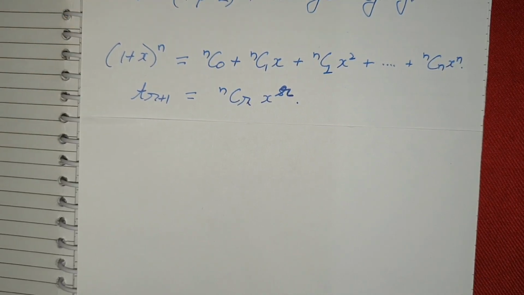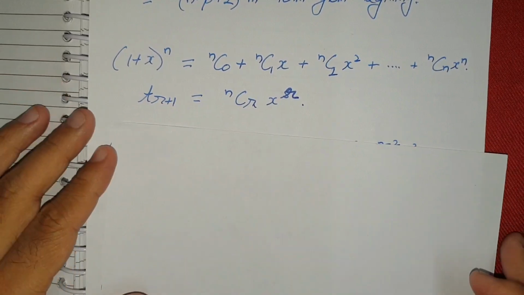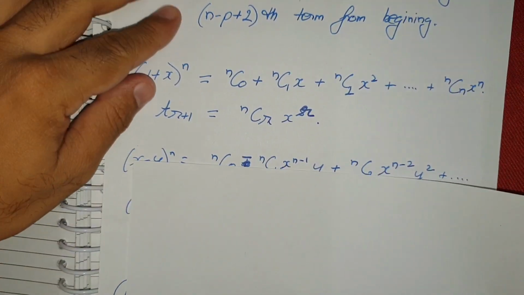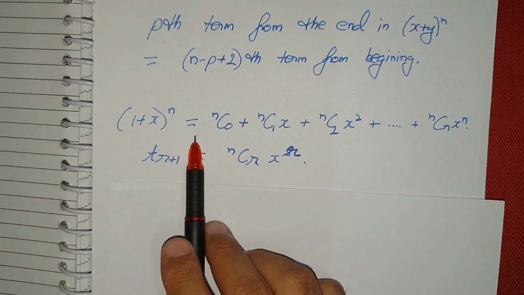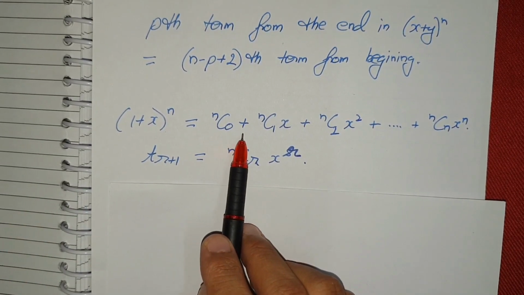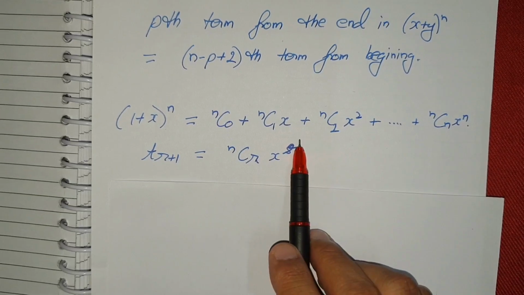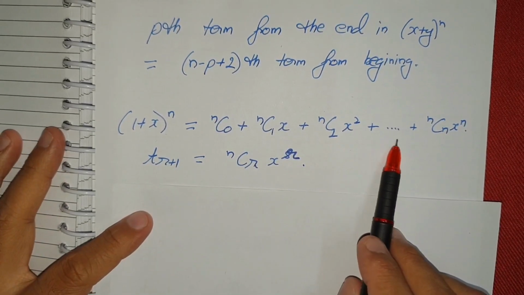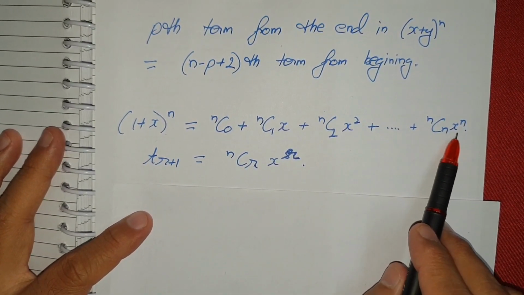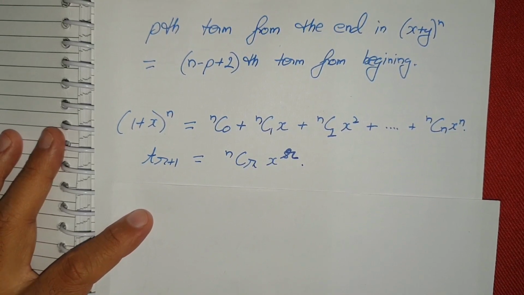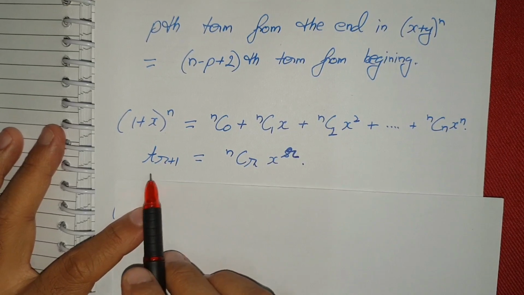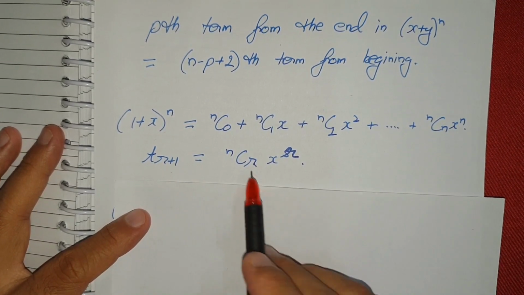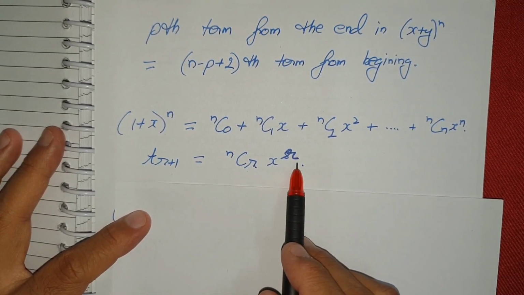Now, instead of (x + y)^n, we have (1 + x)^n. So this is nC0 + nC1 x + nC2 x^2 and so on, up to nCn x^n. And the general term T(r+1) will be nCr x^r.